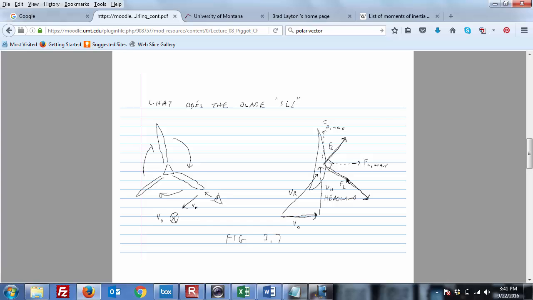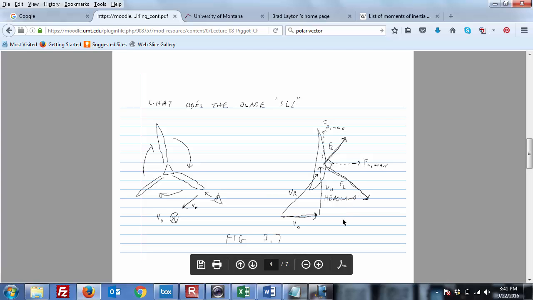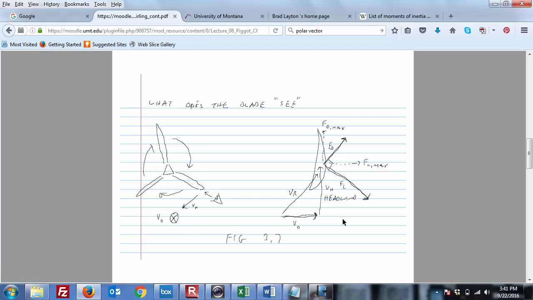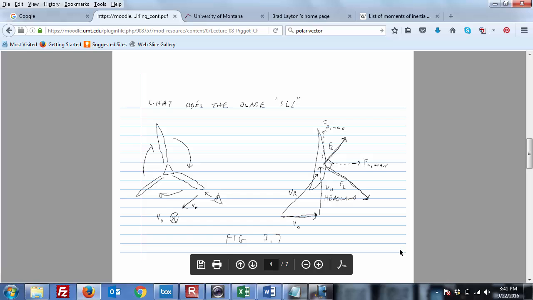But the lift force is what's pulling it along. As long as this lift force is in this direction, it's going to suck that turbine around in a circle. That's exactly how these things work. Kind of weird, but that's how they work. It's flying through the air in a circle.